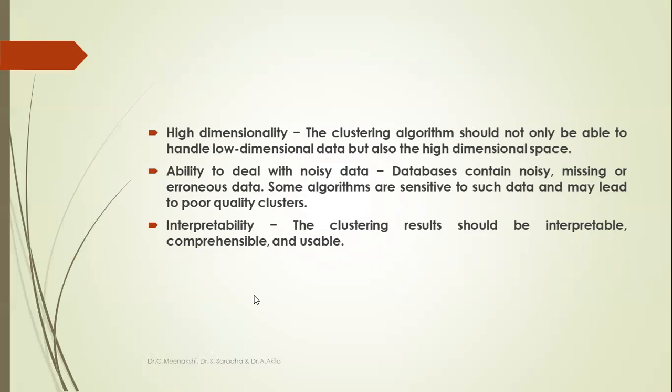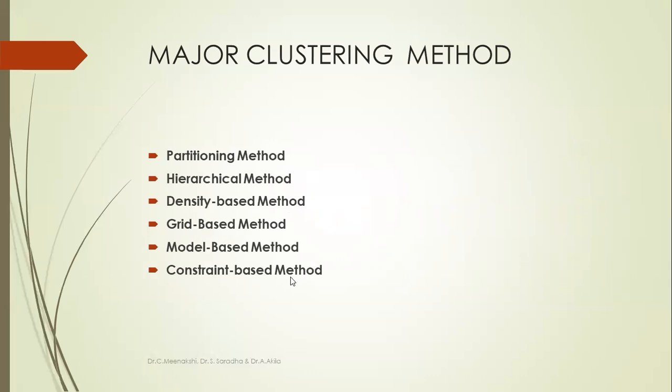And the ability to deal with noisy data. That means the database may consist of some unwanted data or missing data. Sometimes it will have null values or erroneous data, so it has to identify that and deal with that. That is called the ability to deal with noisy data. And then interpretability. What is interpretability? It should interpret values; it has to be comprehensive and usable. So these are some of the requirements of clustering.